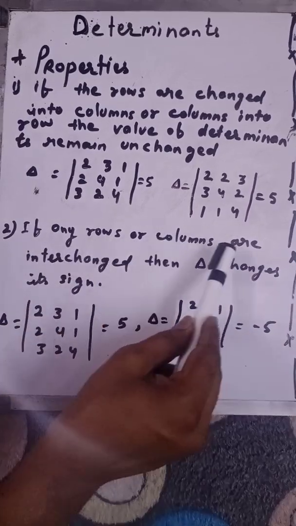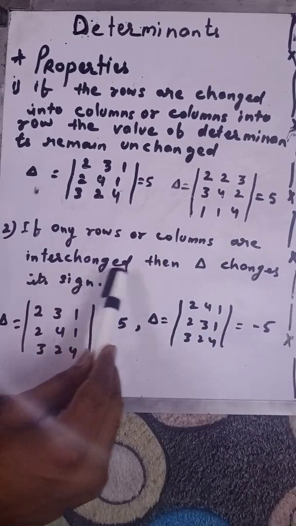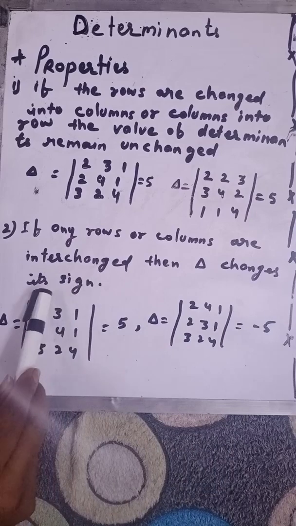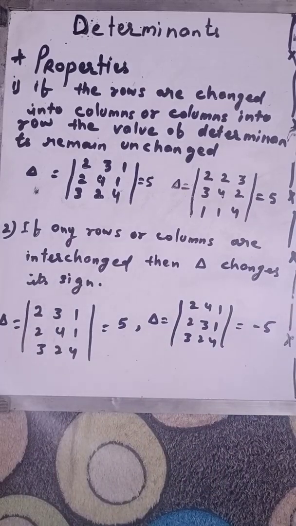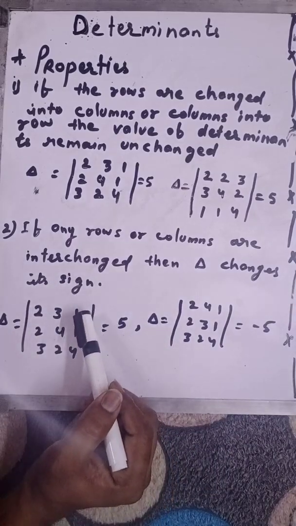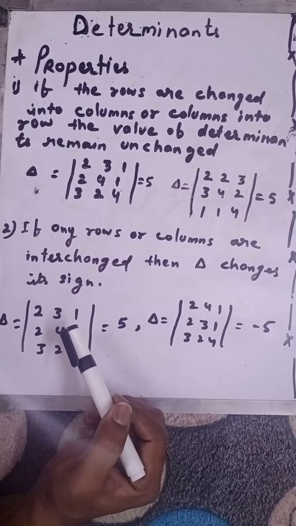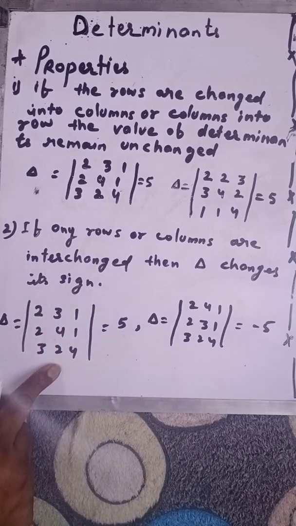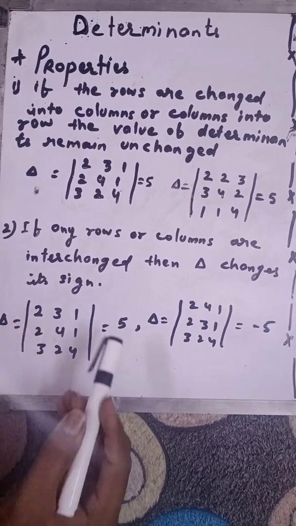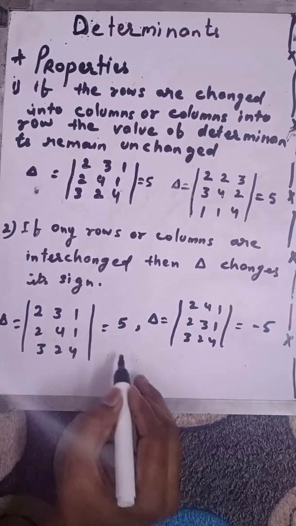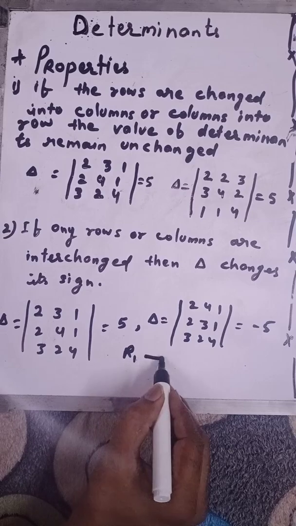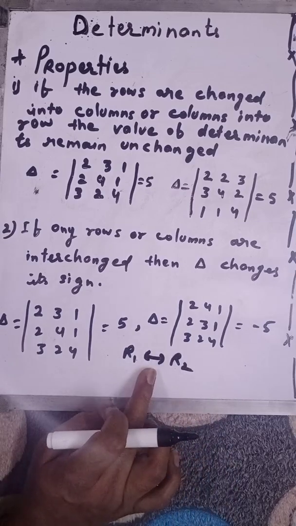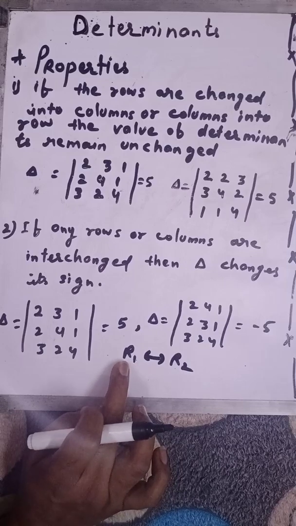Now, the next property is if any two rows or columns are interchanged, then the determinant changes its sign. That means what? Suppose this is your determinant. So here what I am doing, I am interchanging row R1 with row R2. This is the sign of interchange. So I am changing row R1 with row R2.